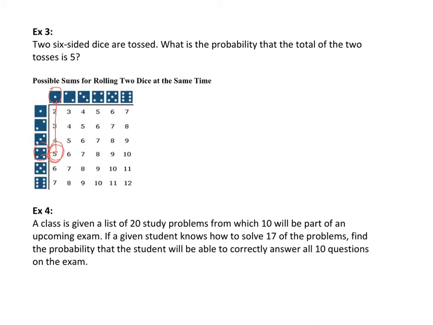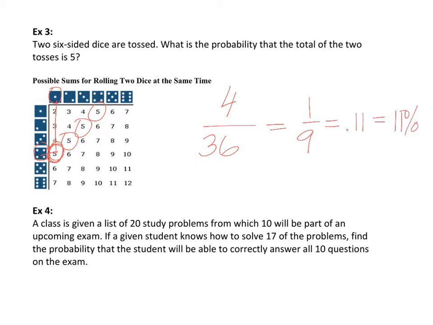So how many sums are there of 5? Okay, what is the probability that the total of the 2 tosses is 5? So I have 1 5 here, another 5 here, another 5 here. All right, I have 4 5s total. So there are 4 sums of 5 out of how many different sums? There are 36 total. So I end up with 1/9, which as a decimal is 0.11, or as a percentage, 11%.